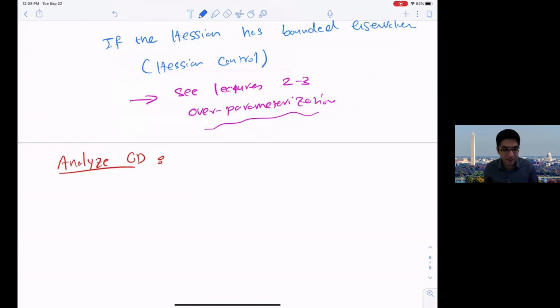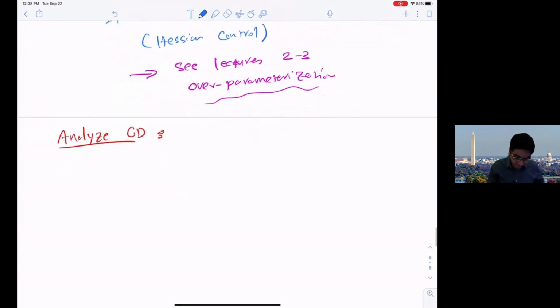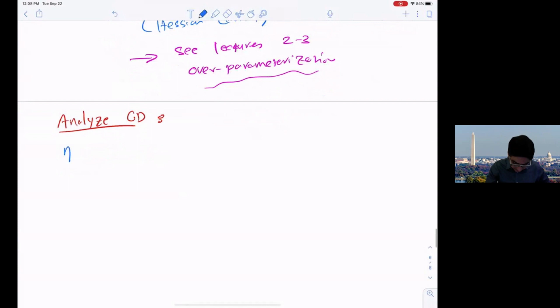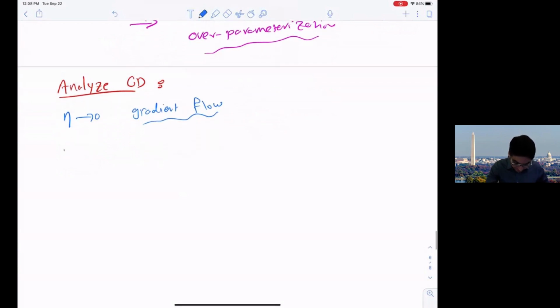All right, so here, one particular form of gradient descent is called gradient flow, when the learning rate goes to 0. In that case, we call the dynamics the gradient flow dynamics. In gradient descent, we have w_{t+1} is equal to w_t minus my learning rate times the gradient of my loss with respect to my parameters evaluated at w_t.